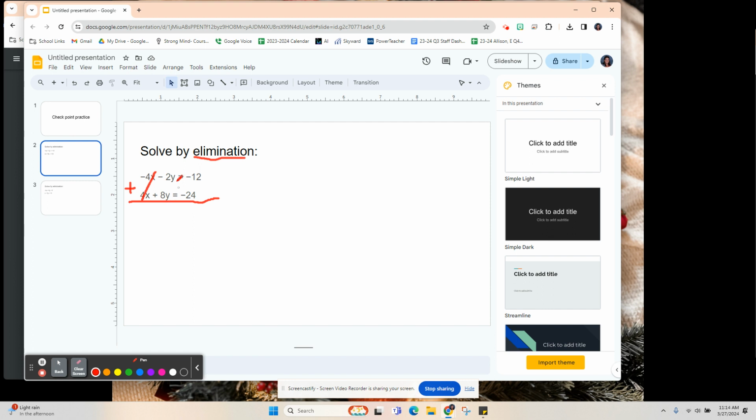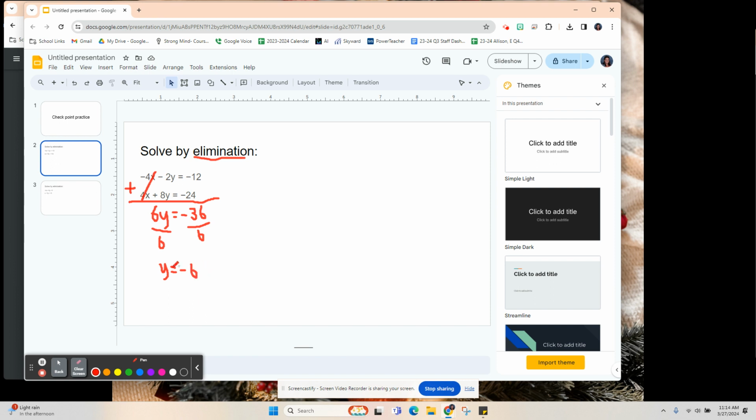Okay, and now I'm going to my y's. Negative 2 plus 8 is 6. And then I have negative 12 and negative 24, which is going to be more negatives, and 36. So now I have just y by myself, and then I can solve it. So 6y divided by 6, whatever I do to one side, I have to do to the other. These 6's are going to cancel and leaves me with y. And then negative 36 divided by 6 is negative 6.